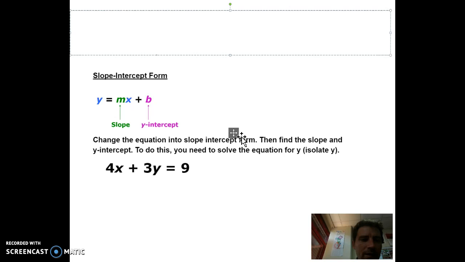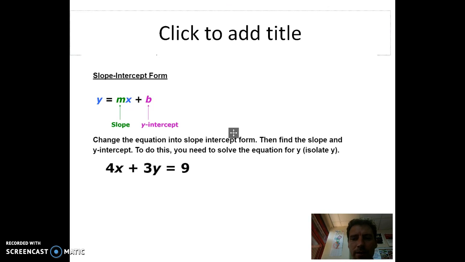Now we want to change this equation into slope-intercept form. To do that, all we have to do is solve for y. So I'm going to draw my line, and I want to isolate y, get it all by itself. I'm going to do multiple steps. The first step is to subtract 4x from both sides. Minus 4x.